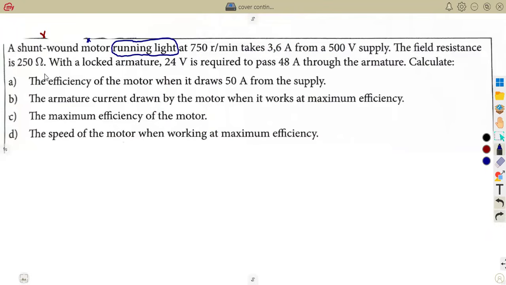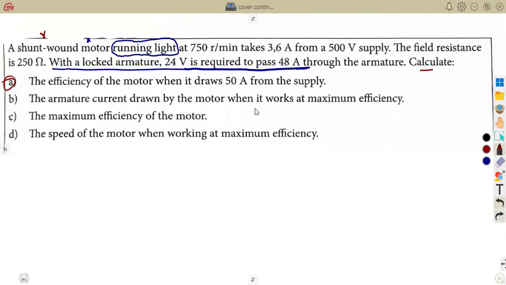Then later on, they're saying with a locked armature, there's a statement about the locked armature. So you're going to have information to obtain the currents, maybe the resistance, depending on what you're going to have there from that locked part of the armature. Then after that, the question is, okay, let's move on. Calculate A, the efficiency of the motor when it draws 50 amps.